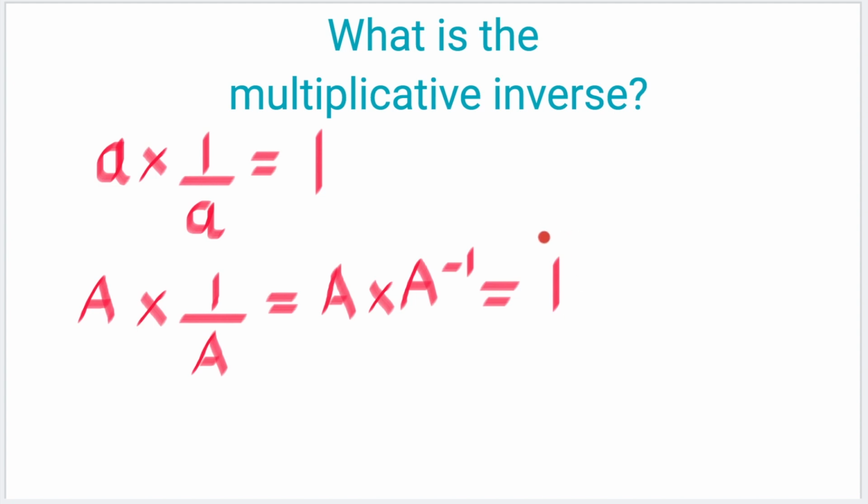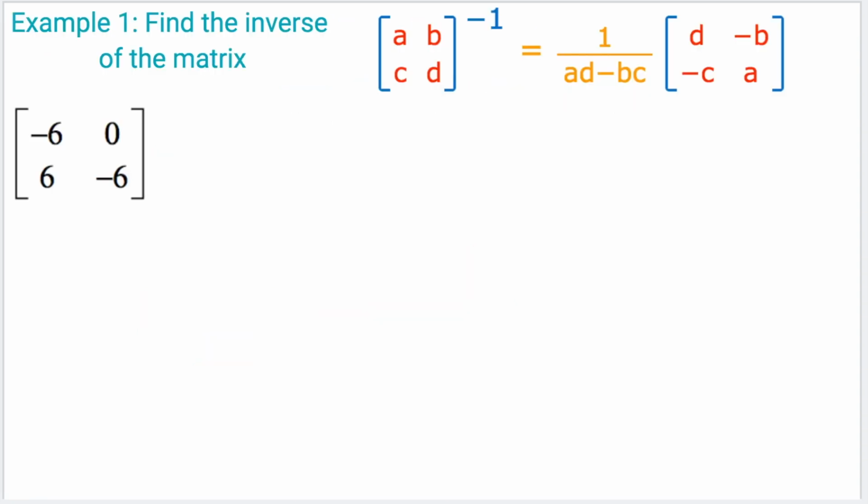So let's take a look at some examples on how to find the multiplicative inverse. In the first example, we're going to look at finding the inverse of the matrix. I have a guide here on how to find the inverse of a 2 by 2 matrix. The example that we're going to use is right here: negative 6, 6, 0, negative 6. It's a 2 by 2 matrix. Let me explain the process, and then we'll apply that process to this example.